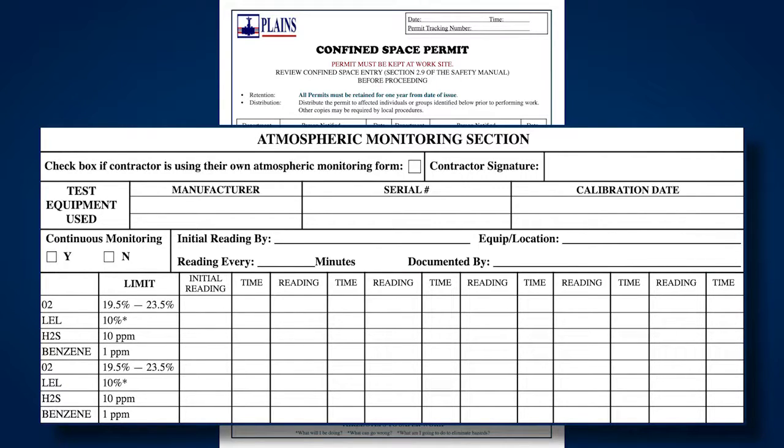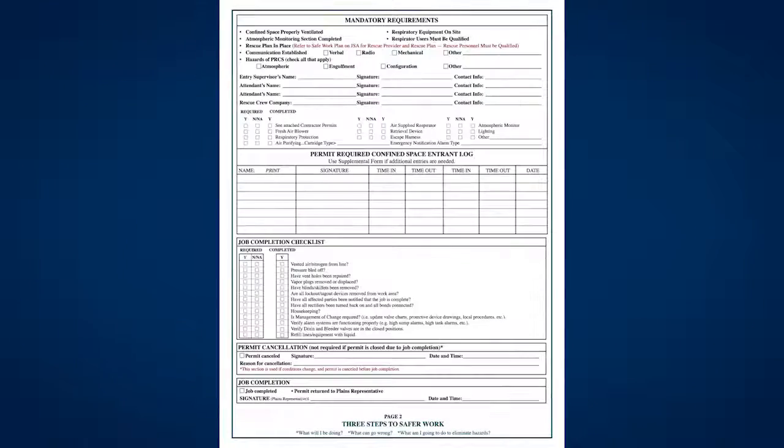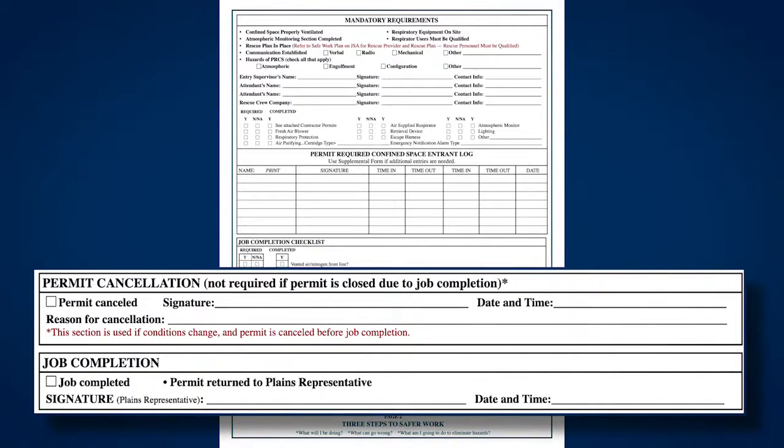As a reminder, the last two segments that are identical on all the permits are the permit cancellation section and the job completion section. Only one of these two sections will be filled out and must be signed by the person in charge upon completion. The permit cancellation section should be completed only if conditions change and the permit is canceled before job completion. The job completion section will be completed should the permitted job be completed as planned.